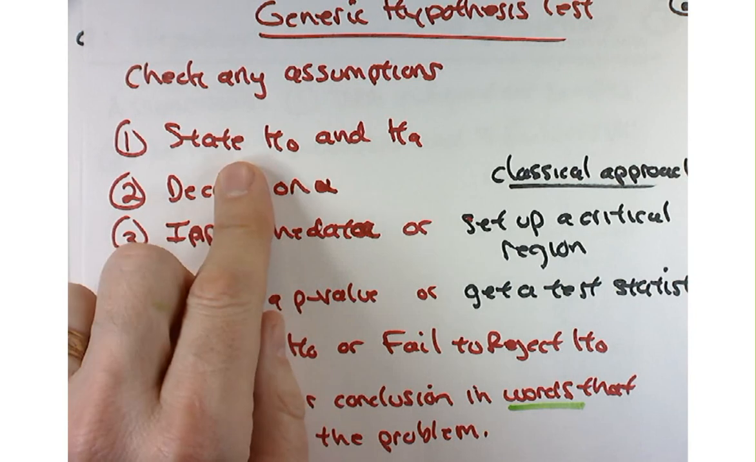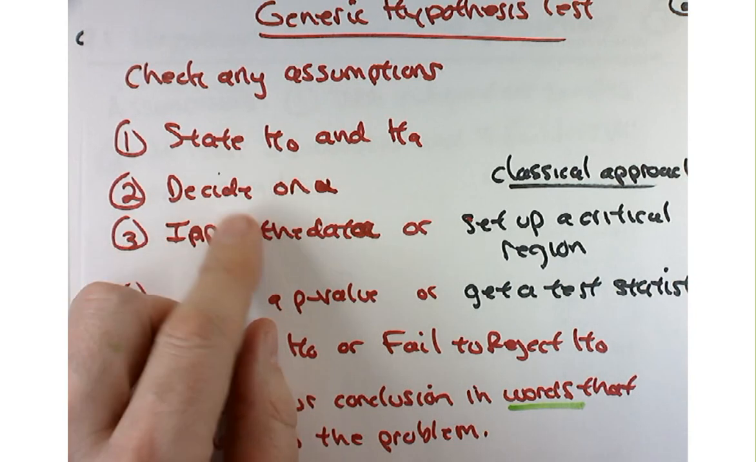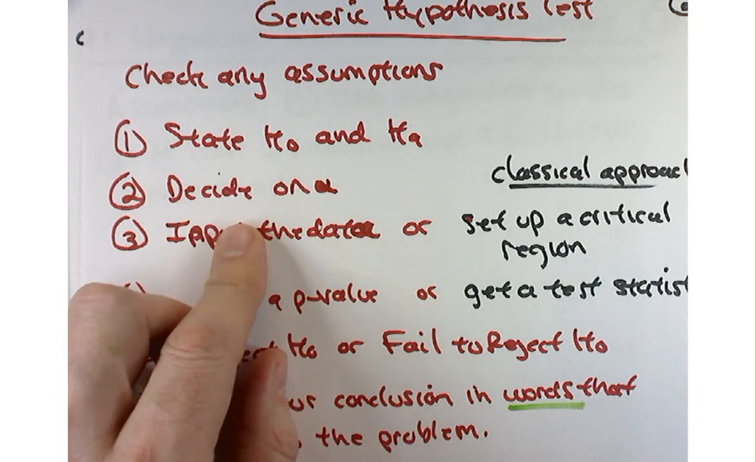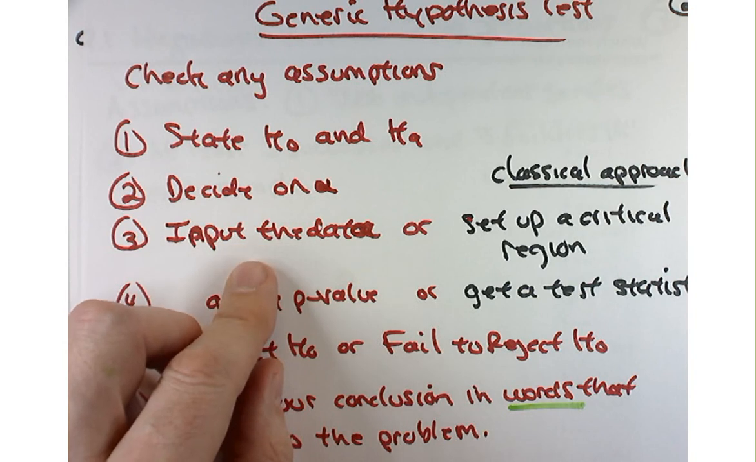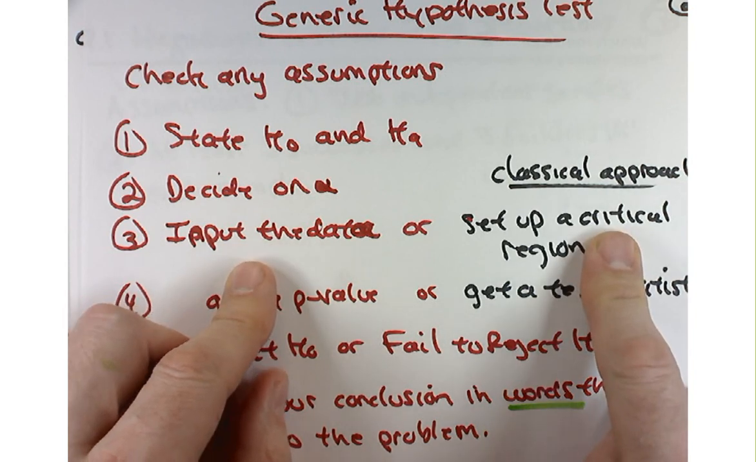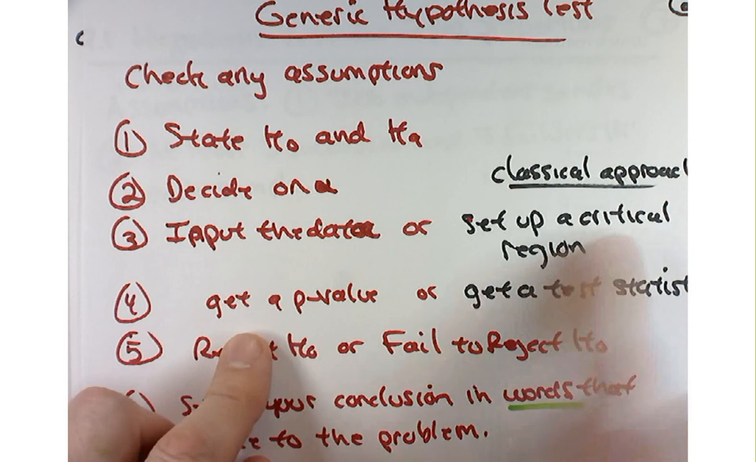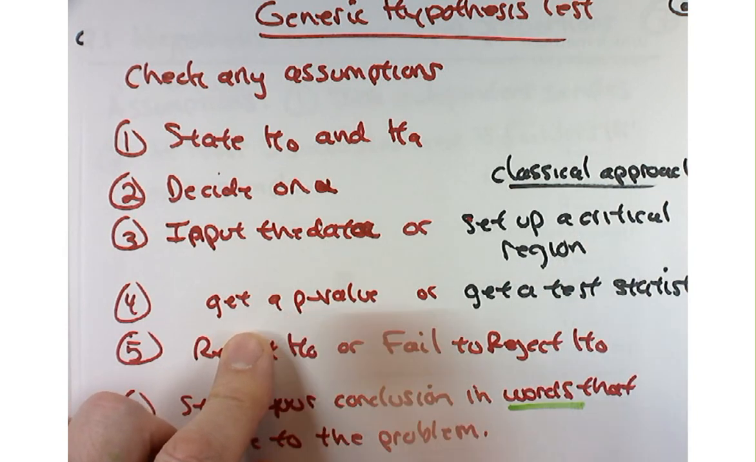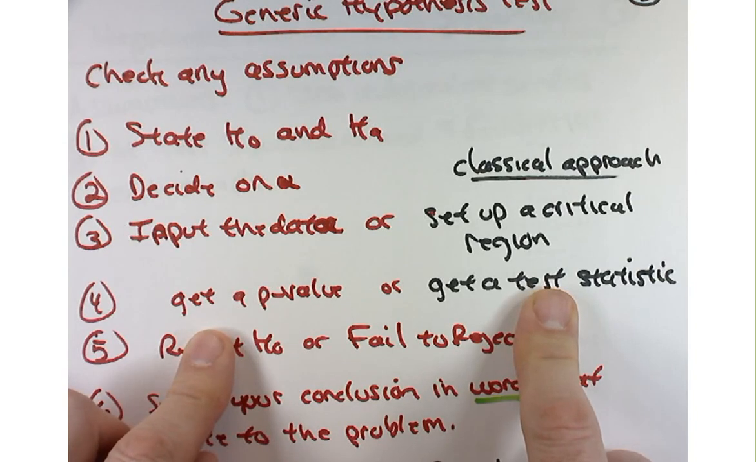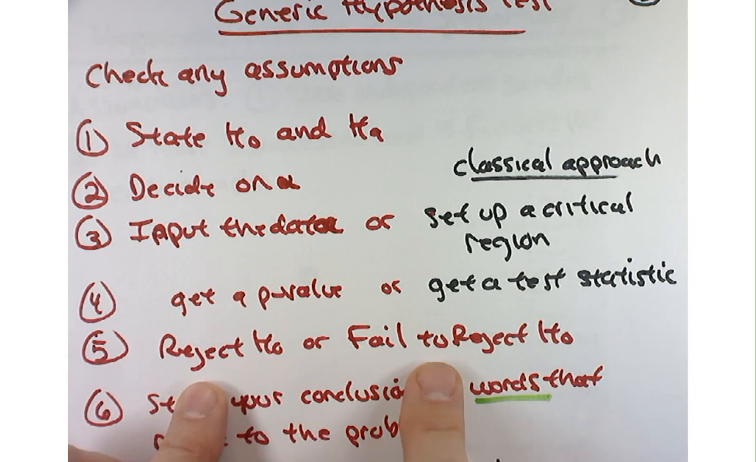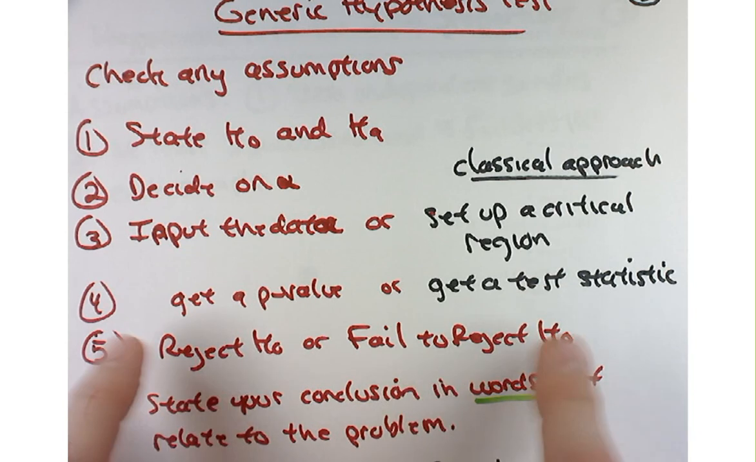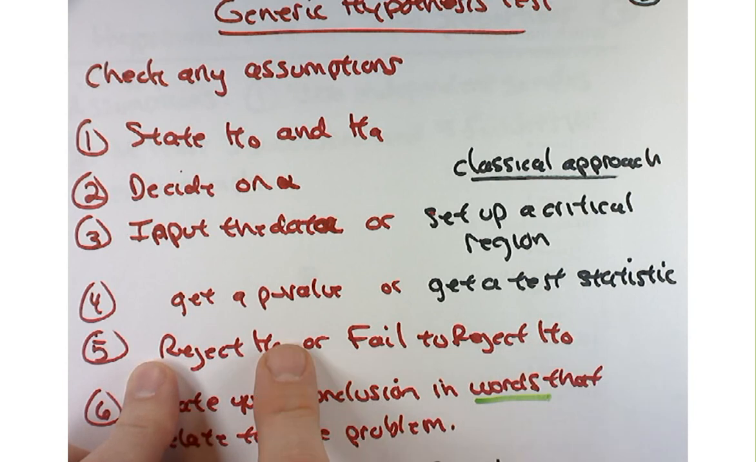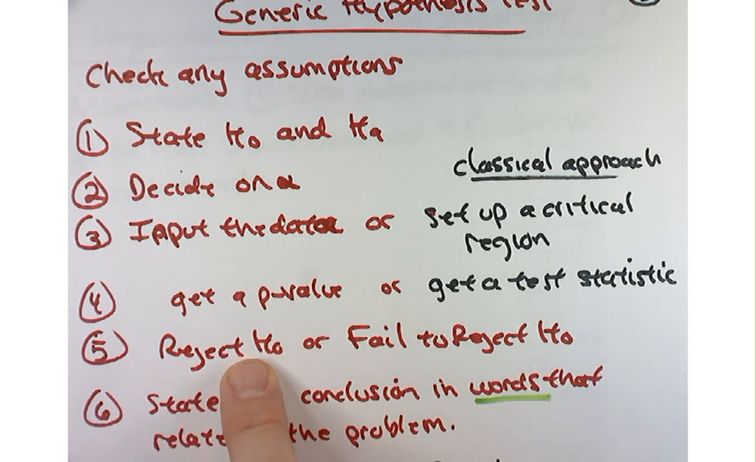State the null and alternative hypothesis, decide on alpha, input your data, or set up a critical region. If you're doing things with the classical approach, get a p-value or get a test statistic, reject H0 or fail to reject H0. That's your decision you have to make here. When are you going to reject H0? What has to happen?